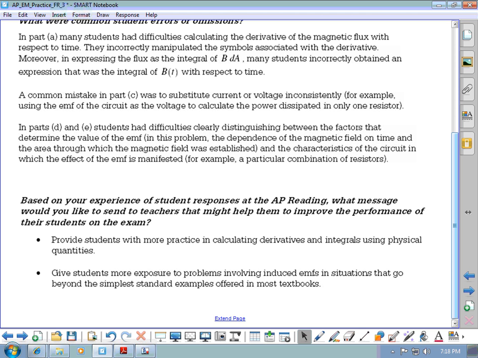And then giving students more exposure to problems involving induced EMFs in situations that go beyond the simplest standard examples offered in most textbooks. So again, several of the problems on the homework are to try and push you past that. You really need to go through and understand that homework assignment in order to understand a lot of the types of problems they could do. And if you really understand the homework problems inside and out, you should be able to do most of the EMF problems that they would do.